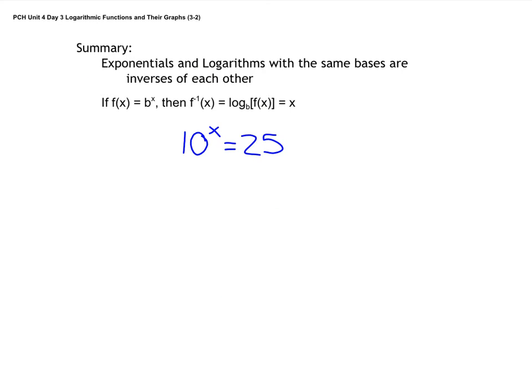So let's look at exponentials and logarithms as inverses of each other. Notice here, in order to be inverses, they have to have the same bases. Okay? So here we have f of x equals b to the x. So here our exponential function has a base of b. So what we're saying here is that if we take the logarithm with the base of b of this original f of x, we will get x. In other words, the log base b of b to the x will always equal x.